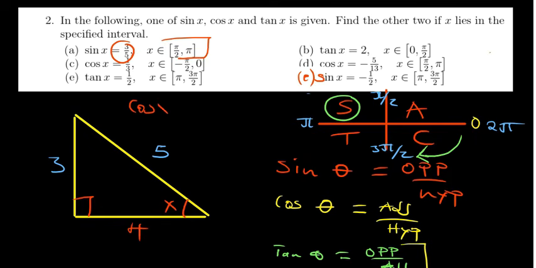Cosine, the trig ratios here tell us it's adjacent over hypotenuse. So the adjacent is obviously a 4, and then the hypotenuse is 5. Now would it be negative or positive? We are in the second quadrant, so it will be negative because only sine is positive in that quadrant.